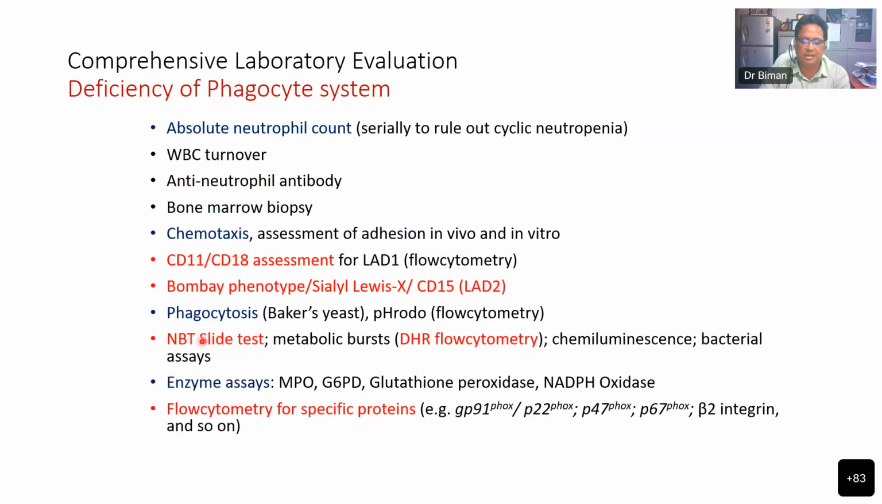For phagocytes, you can look at CD11/CD18 for diagnosing the LADs, Bombay phenotype for LAD type 2, the NBT slide test I've already told about, DHR I've already spoken about, and flow cytometry for specific proteins for diagnosing the different types of CGD.